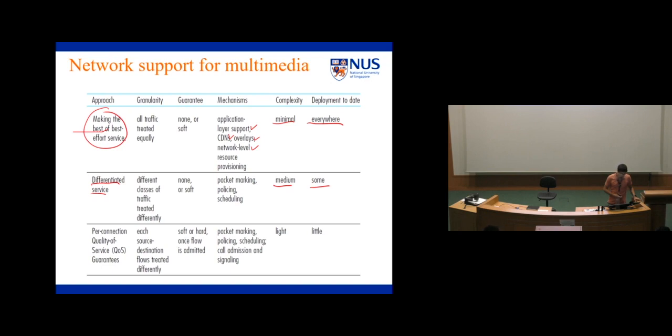And in the last line, we have per connection quality of service guarantees. So this is very much like circuit switching, how telephony networks are configured today. Once you establish a call, you are allocated that bandwidth and you are guaranteed to have that bandwidth throughout your session. And this is almost non-existent in today's internet because it has a lot of complications.